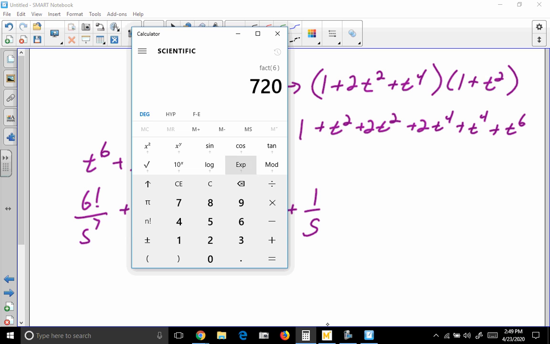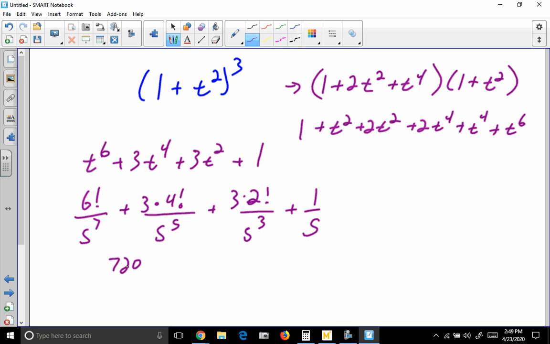6 factorial is 720. So we have 720 over s to the 7th. 4 factorial is, we did this one earlier, 3 times 4 factorial, and that came out to be 72 over s to the 5th. 2 times 3 will be 6 over s cubed plus 1 over s. So unfortunately, we don't currently have a way to transform directly from here, but just do the algebra, multiply that out, and then do that transformation.